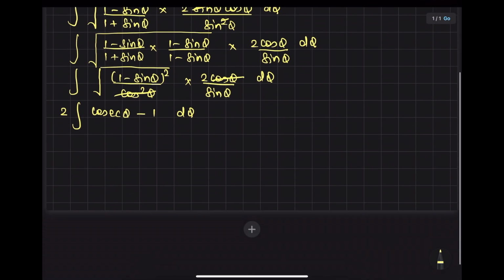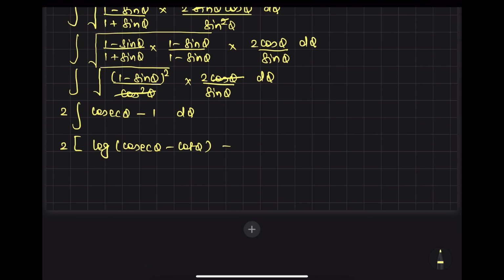Now let's do the integration. So do you remember integration of cosec theta? So it is log of (cosec theta minus cot theta). Okay, and then we have to integrate 1. So integration of 1 is theta plus integration constant c.